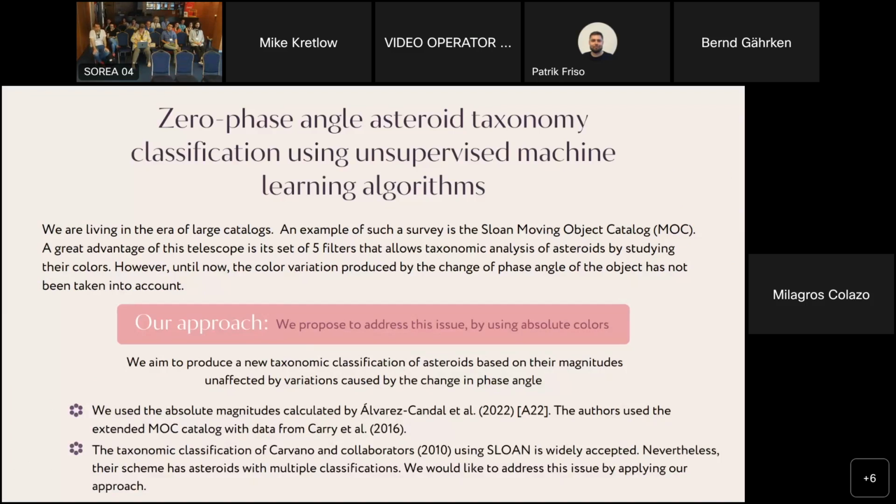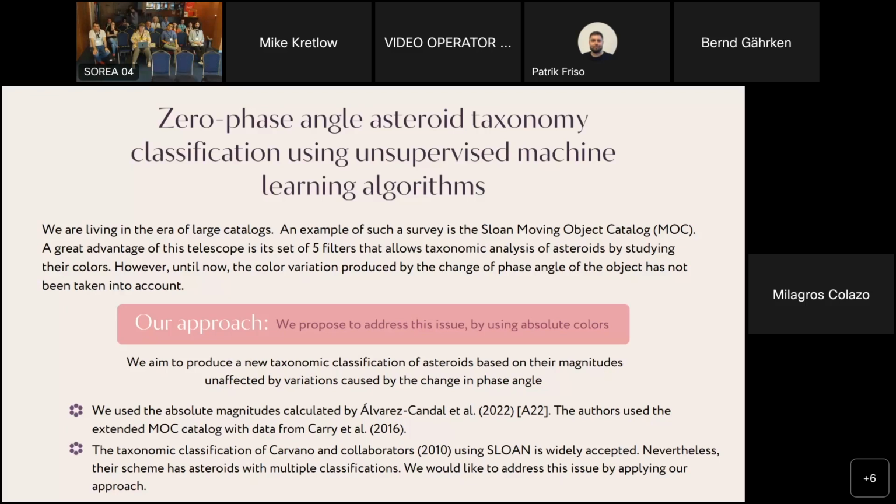To do that, we use the absolute magnitudes calculated by Alvarez-Candal in 2022. And the taxonomic classification of Carvano and collaborators using Sloan is widely accepted. Nevertheless, their scheme has asteroids with multiple classifications, so we would like to address this issue by applying our approach. So the first step in this work was to determine which parameters.